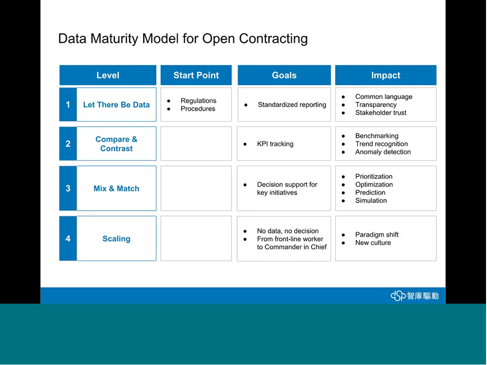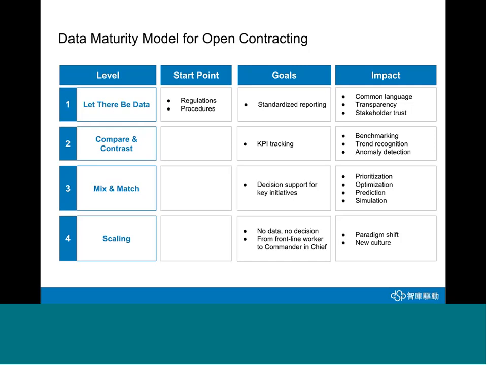If we achieve this, what kind of impact can we have? I think we can have three kinds of impact. First, we can have a common language between all the stakeholders. Then we can have data transparency, and with this kind of information symmetry, we can start to build trust among stakeholders in the procurement atmosphere.